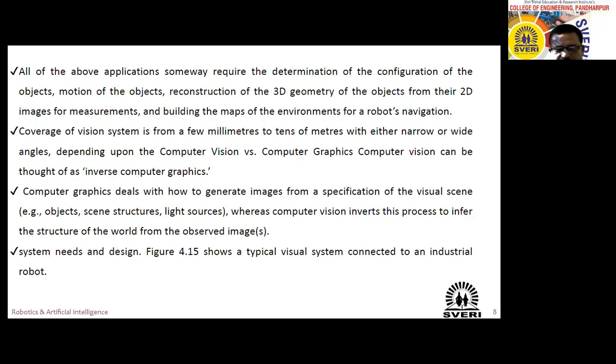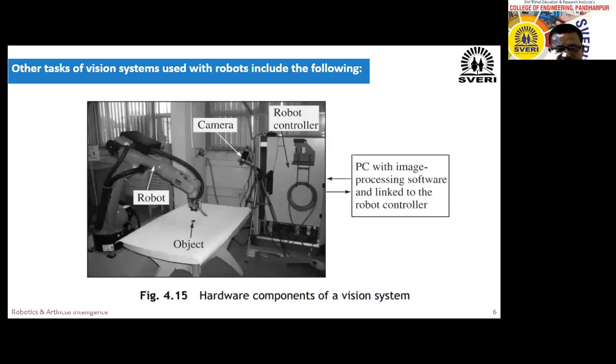Already we have seen the figure that shows a typical visual system connected to an industrial robot. That is nothing but this visual system: camera, robot controller, object, robot. These are the typical components of the hardware of a robot vision system.